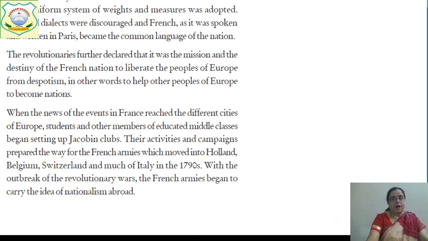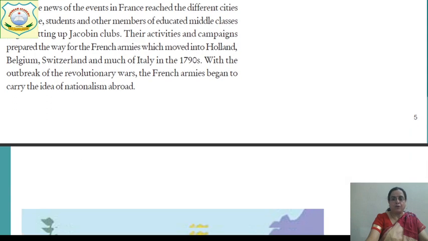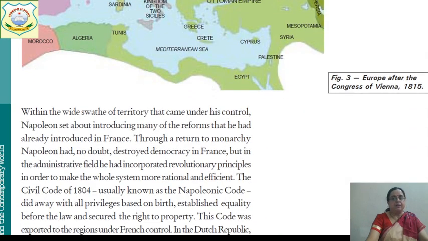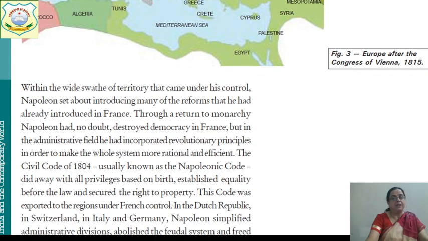With the outbreak of the revolutionary wars, the French armies began to carry the idea of nationalism abroad, children. Then Napoleon set about introducing many of the reforms that he had already introduced in France. Through a return to monarchy, he declared himself the emperor of France. He destroyed democracy in France, children, but in the administrative fields, he incorporated revolutionary principles to make the whole system more rational and efficient.